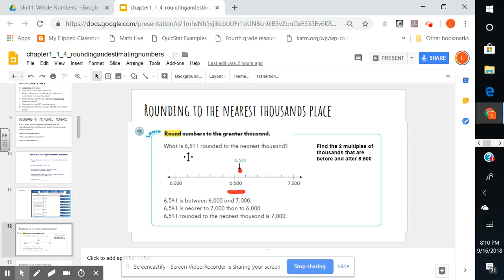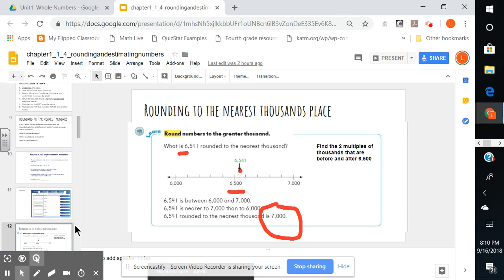And based on our rules, if we're rounding to the nearest thousand, we underline the 6 in the thousands place. Look to its neighbor. Is it 5 or more? It sure is. So therefore, the 6 becomes a 7 and all the rest become zeros. 7,000. Let's keep going.